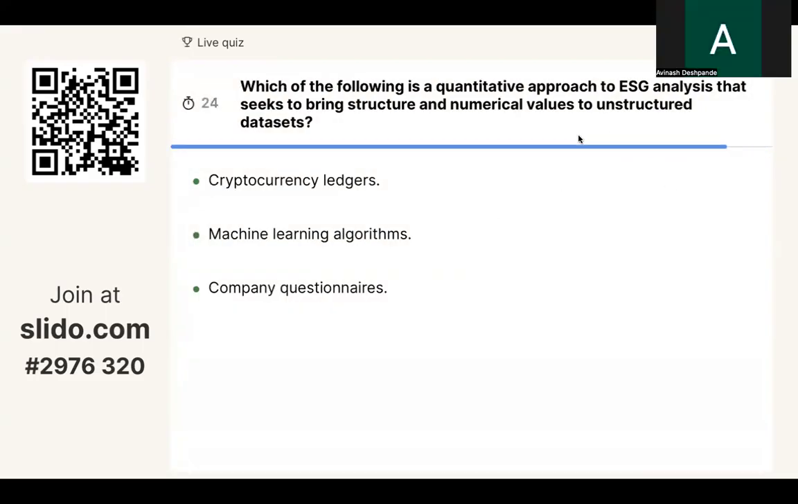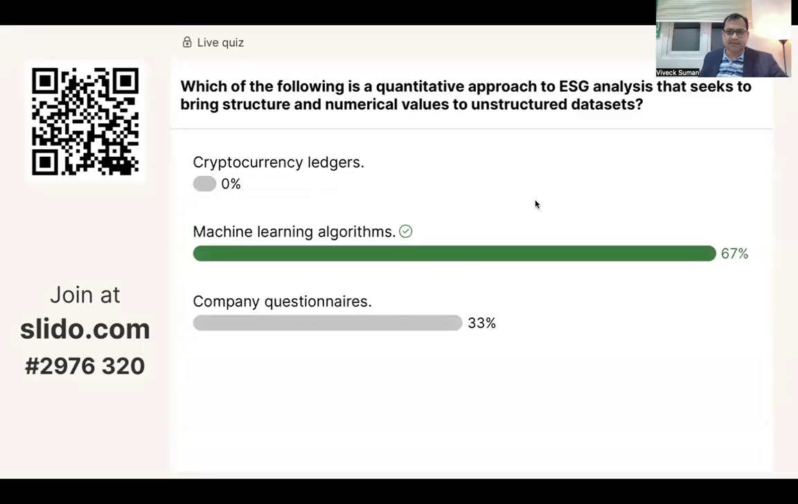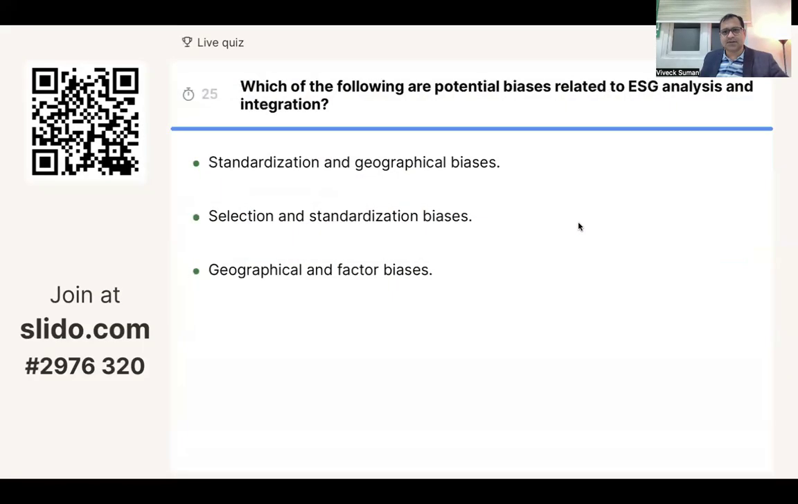Next question, please. Which of the following is the quantitative approach to ESG analysis that seeks to bring structure and numerical value to unstructured data sets? Cryptocurrency ledgers, machine learning algorithms, or company questionnaires. Machine learning algorithm is the correct answer.